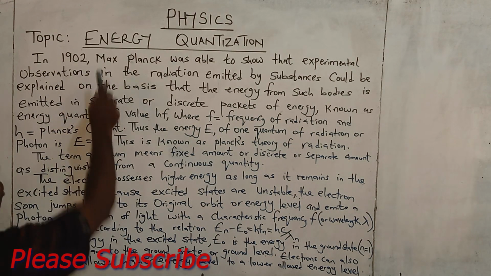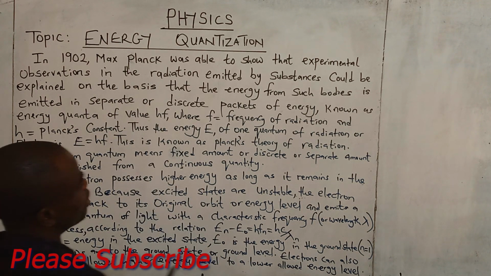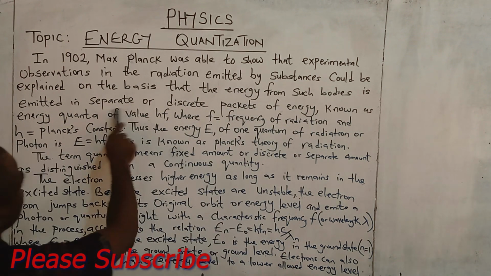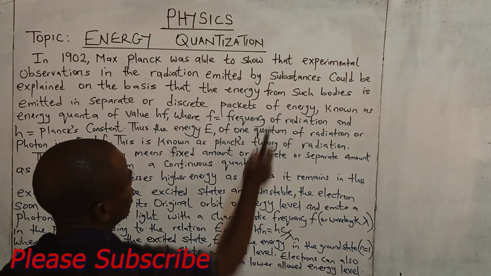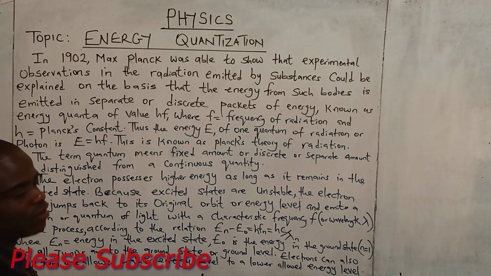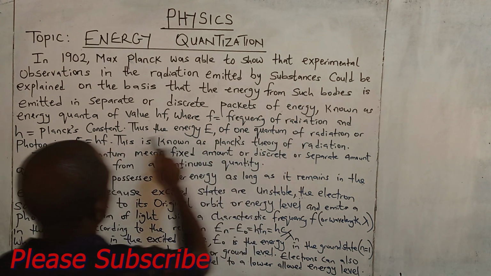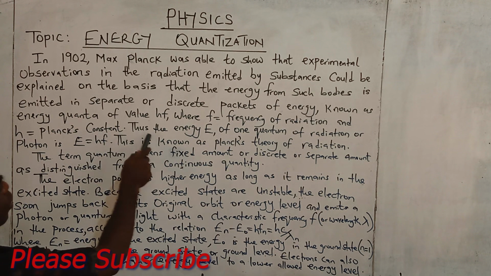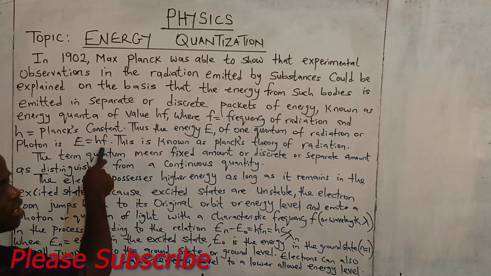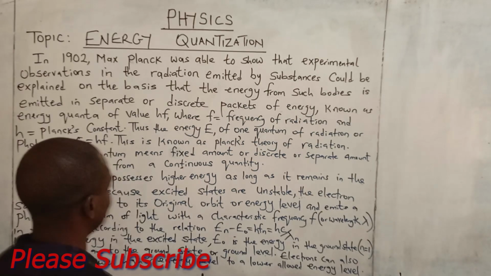Now, in 1902, Max Planck was able to show that experimental observation in the radiation emitted by a substance could be explained on the basis that the energy from such a body is emitted in separate or discrete packets of energy known as energy quanta of value hf, where f equals the frequency of radiation and h is the Planck constant. Thus the energy E of one quantum of radiation, or photon, E equals hf. Take note. This is known as Planck's theory of radiation.